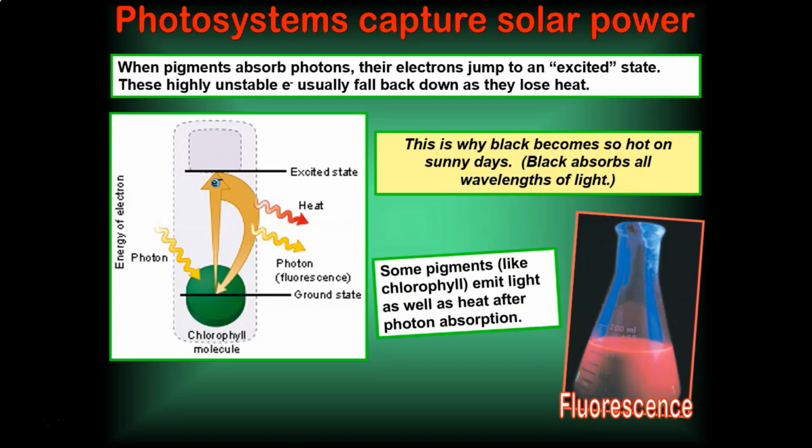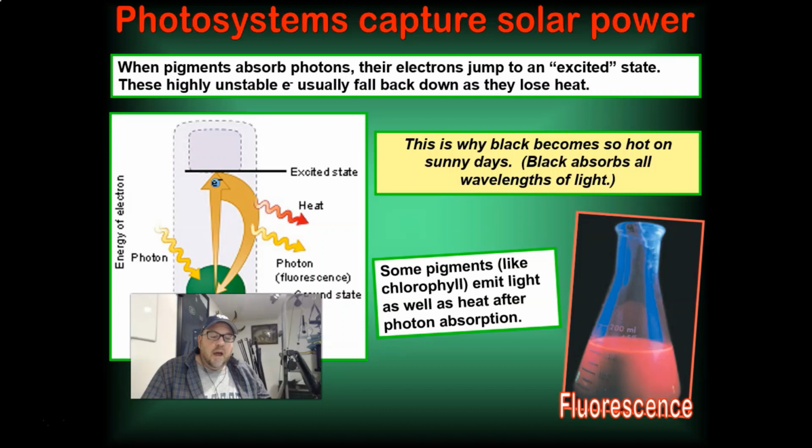All right, and like we said, this is why black becomes so hot on those sunny days. It's absorbing all those wavelengths of light. Some pigments, like chlorophyll, do emit light after heating it up. So if we didn't have a photosystem, if we just took all the chlorophyll out of a plant and put it in a beaker and we shined light on it, look what happens here with this Erlenmeyer flask. It's actually, oh, it's glowing, it's fluorescing. And that's because you just have chlorophyll.